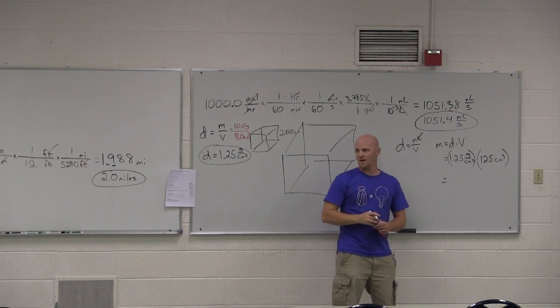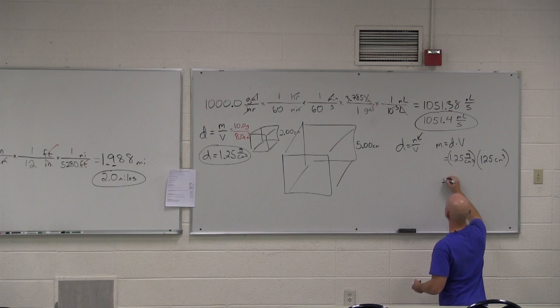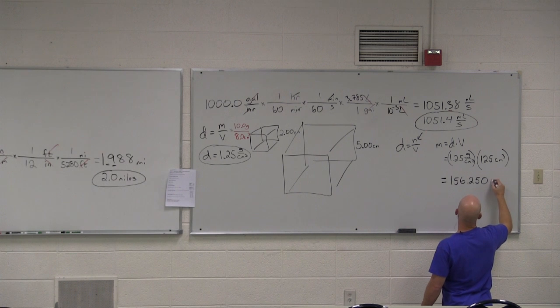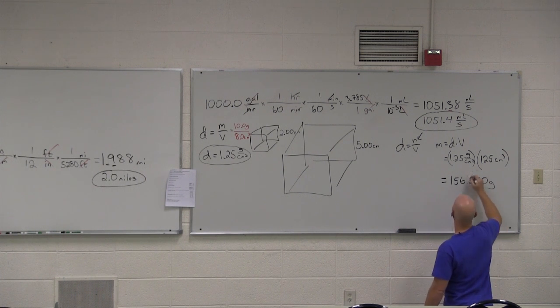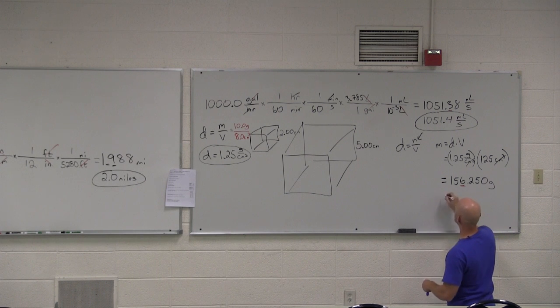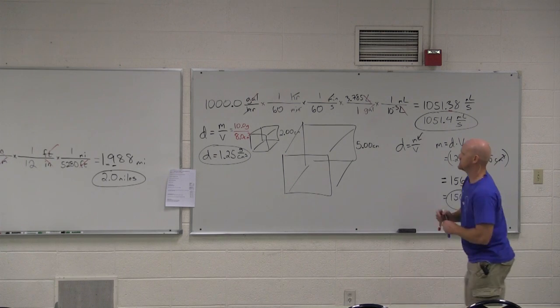And what is 1.25 times 125? And give me a couple extra sig figs on this. Cool, so grams. And in this case, how many sig figs should we get properly to end up with an answer here? 3. So we're going to round right here. And do I round up or round down? Down in this case. So 156 grams in the proper sig figs.